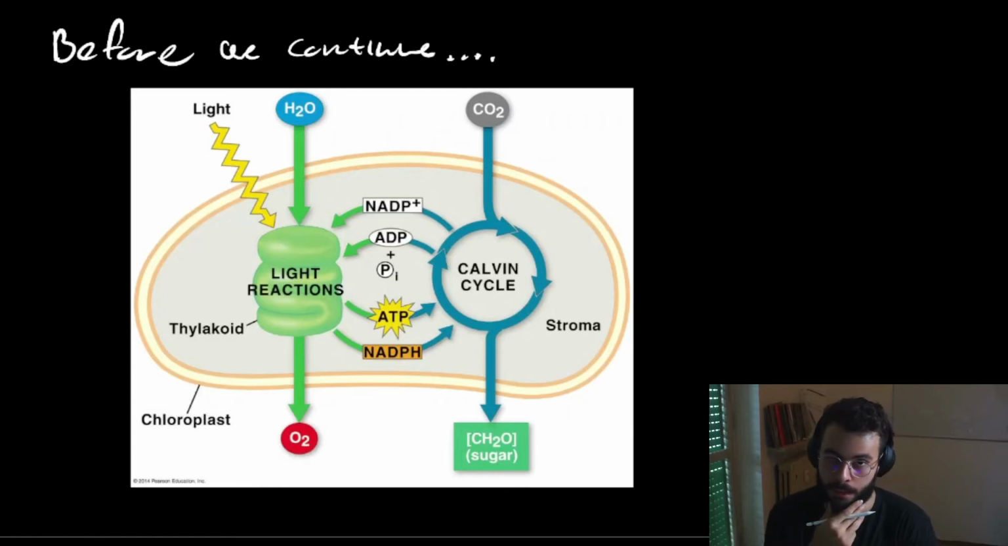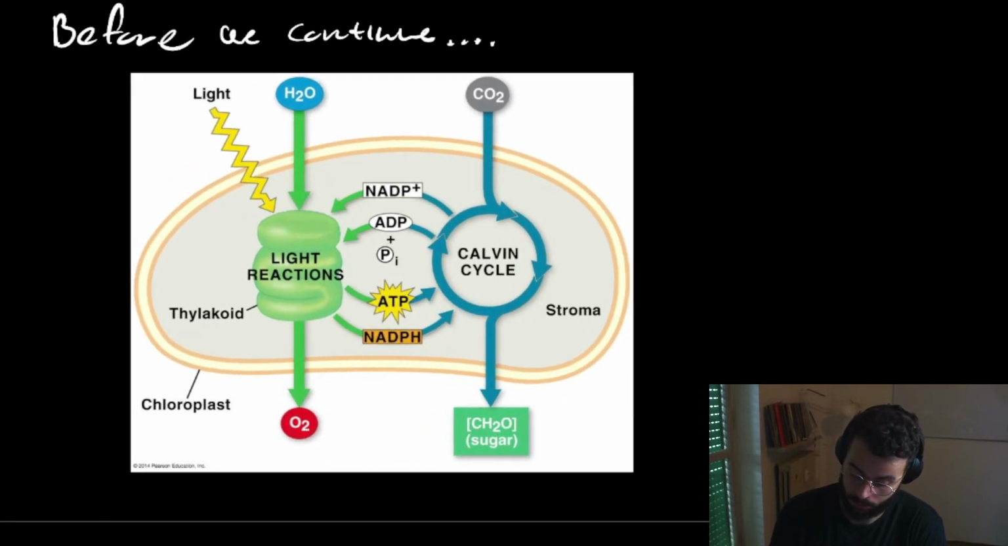Before we continue to study the light and Kelvin reactions in detail, I want to make sure we know what happens inside the chloroplast and where it's happening. So the light reaction and the dark reactions both occur in different places. The light reactions occur in the thylakoids, in the granum, which is very important to remember. However, the Kelvin cycle itself, the dark reactions, occurs in the stroma, outside of the granum.